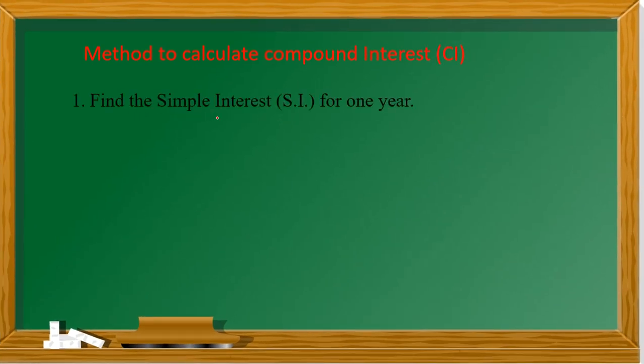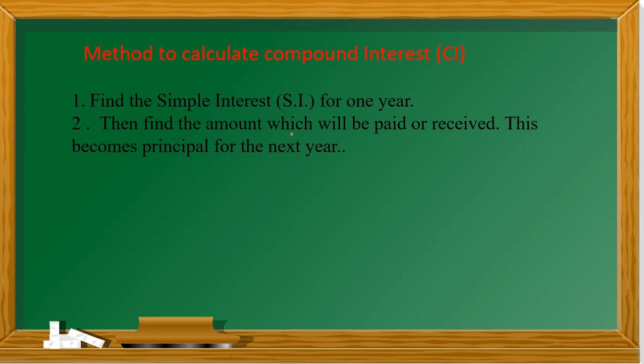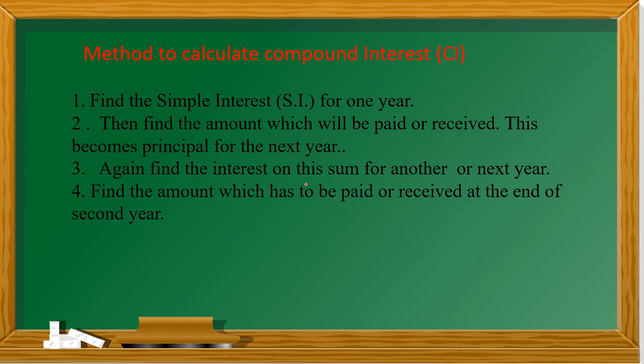First of all, we have to find the simple interest for 1 year. Then find the amount which will be paid or received. That amount is equal to simple interest plus principal. By this we get the amount at the end of the first year, and this becomes the principal for the next year, and then again we find the interest on this new sum, and then again find the amount which has to be paid or received at the end of the second year. Now in this case we have 2 years, so after the second year we will stop and we get the amount at the end of the second year.